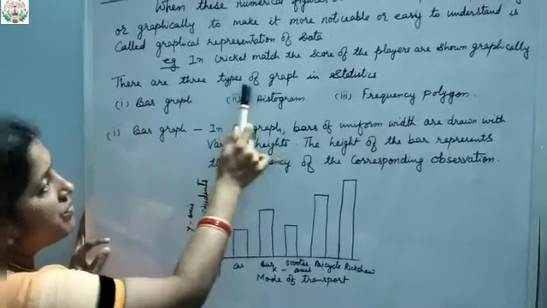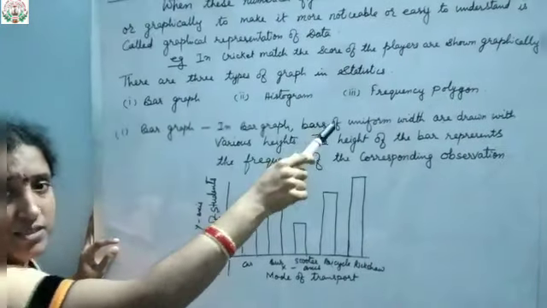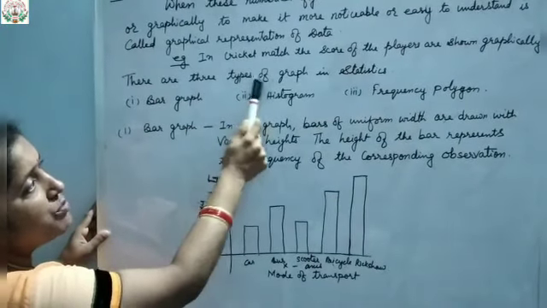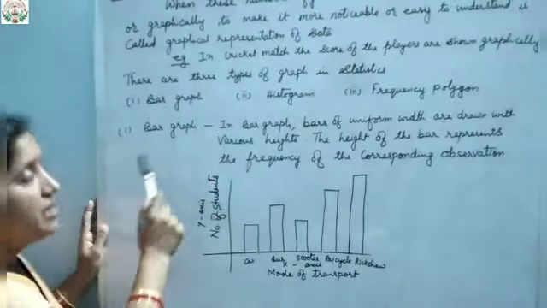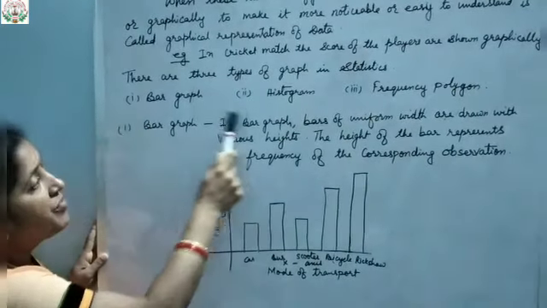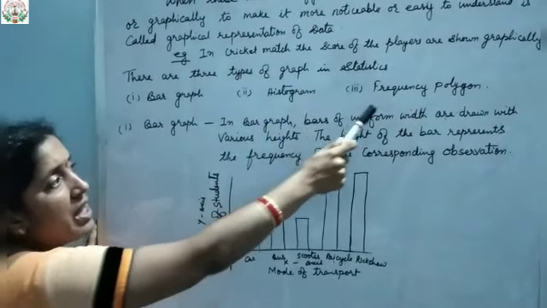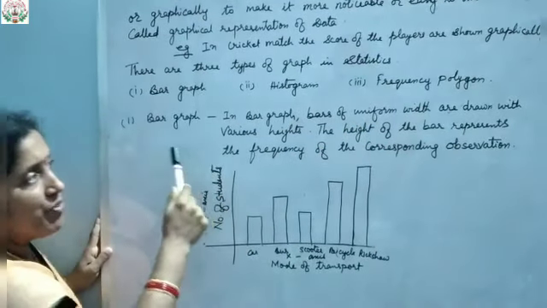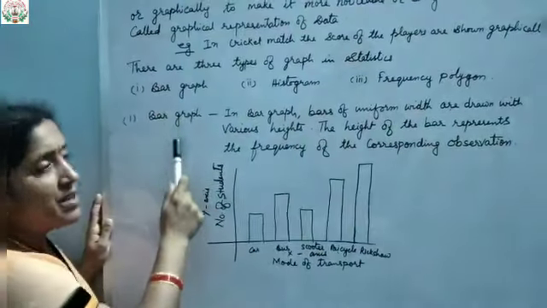Now these graphs in statistics are of three types. There are three types of graph in statistics. First one is bar graph, second is histogram, and third one is frequency polygon. Now first we will see the bar graph.